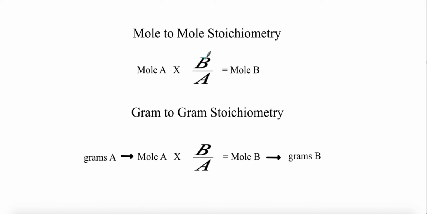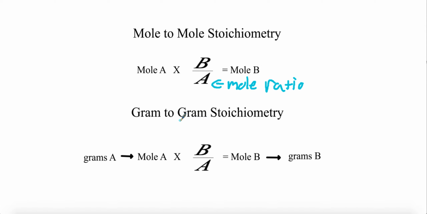So we've covered mole to mole stoichiometry, going from moles of a substance A to moles of a substance B by multiplying against the mole ratio. Again, right here, the mole ratio is taken directly from the coefficients of a reaction. Now, we are just going to add to that, changing from gram to gram.